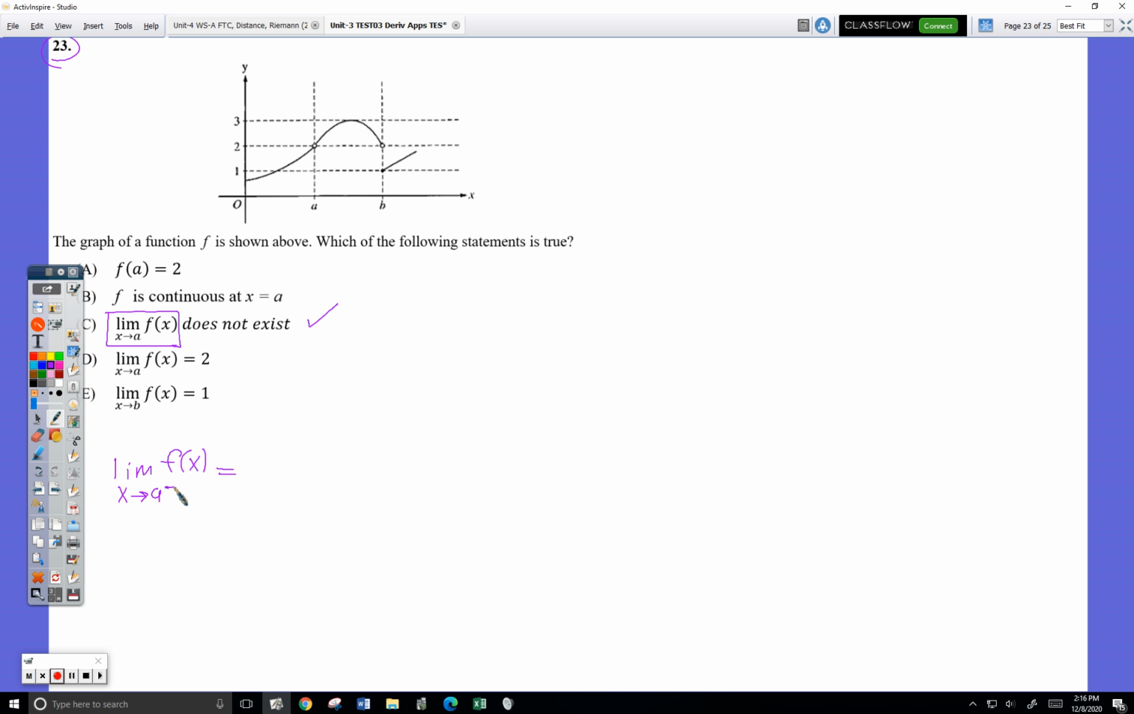And limit just says, hey, when the x-coordinate's doing this, what's this doing? But that's the y-coordinate. So a limit is a question about x and y coordinates. So raise your hand if you know what goes in this box. It's just about x and y coordinates.